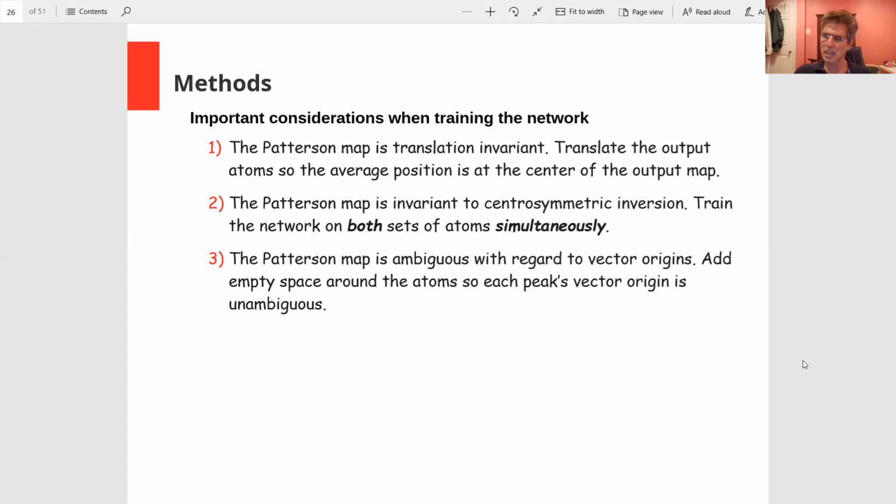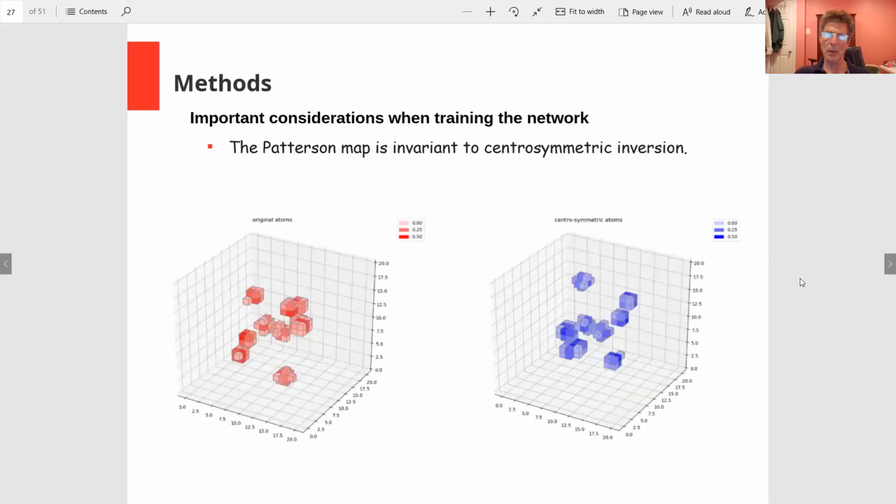I'm going to explain. Okay, number one, I think is fairly obvious what's meant by that. You just center the atoms in the output. But number two and number three are a little bit more involved, and I have some slides to explain that.